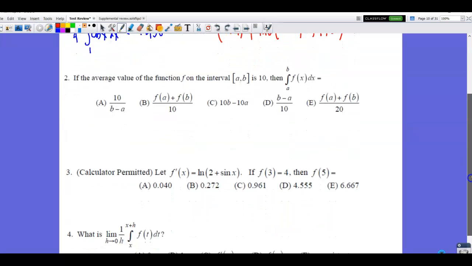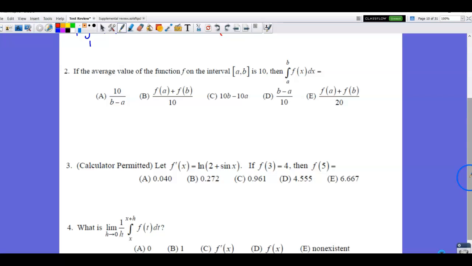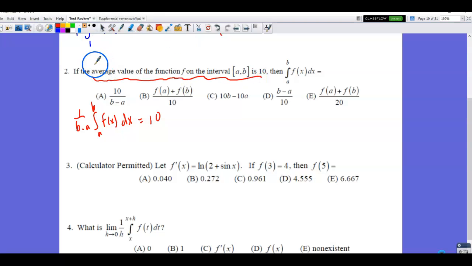In number 2, if the average value of a function is 10, so in this case they're telling you the average value of f of x is 10. Well, let's interpret that. That literally means 1 over b minus a, integral from a to b of f of x dx, is equal to 10. That is what that statement tells me. Literally, I converted it out of words and into mathematics. I found the average value, which is calculus, of the function f.